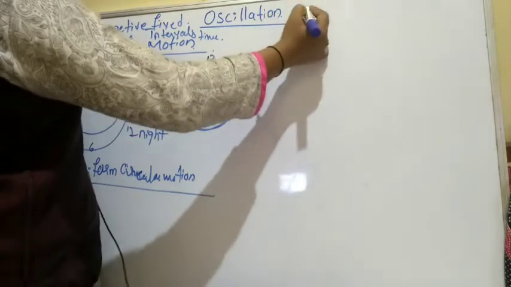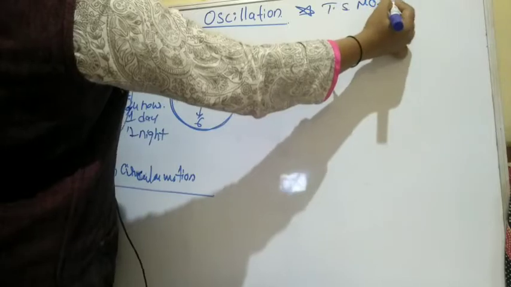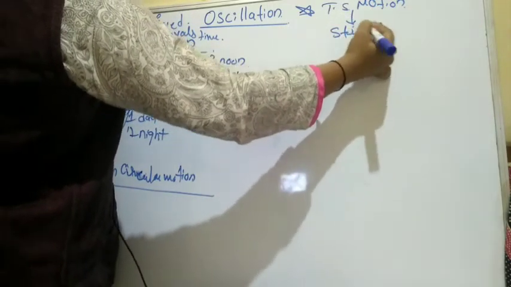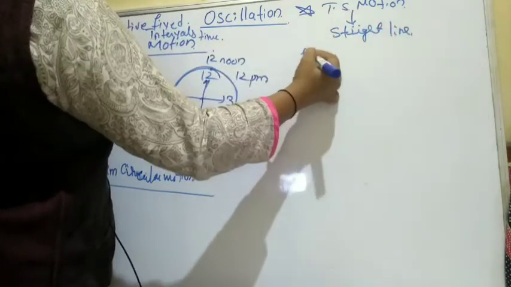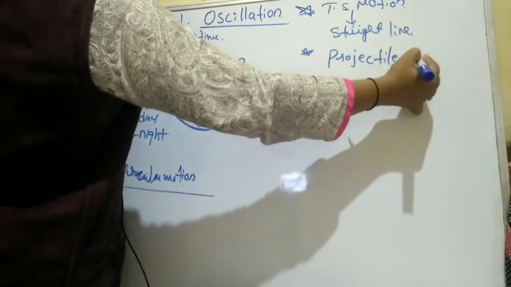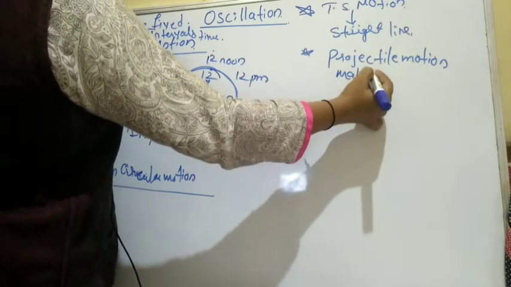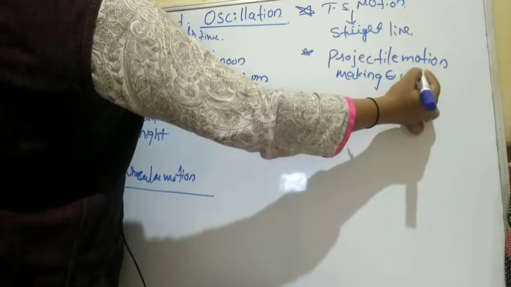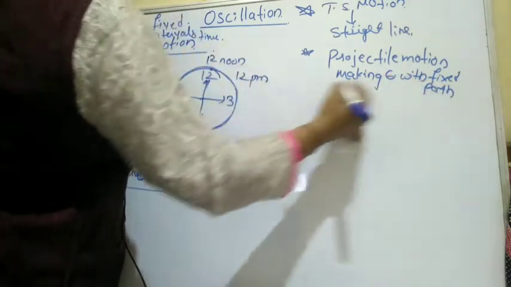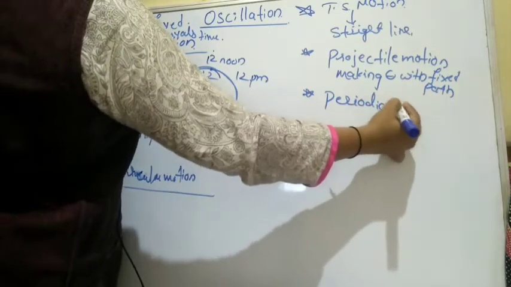So what motions have we discussed here? One is translational motion, that is, the motion of a particle in a straight line. Another one we have discussed is projectile motion, where the particle makes an angle theta with the fixed path. And the third one we have discussed is periodic motion.